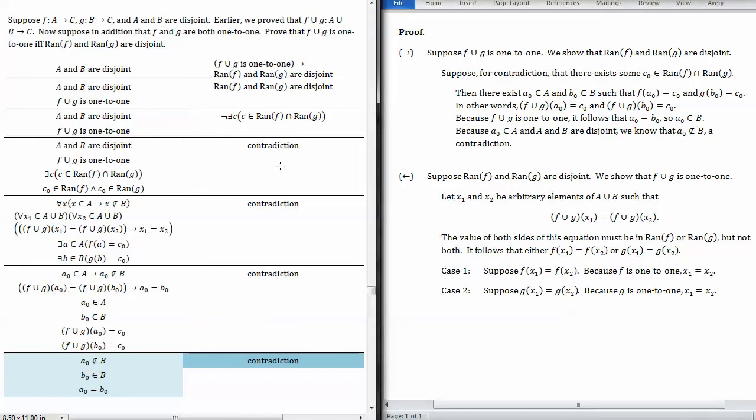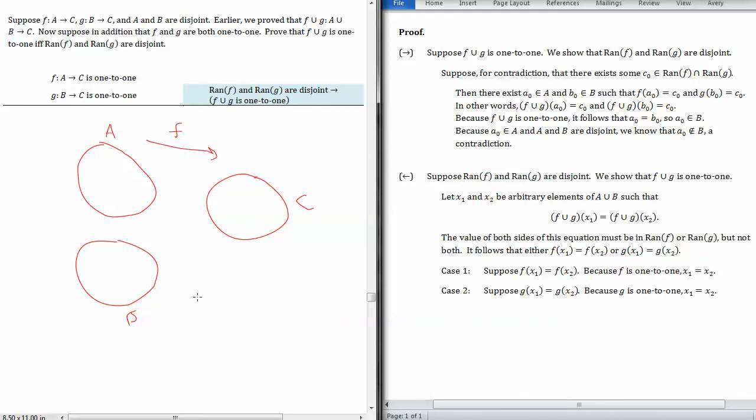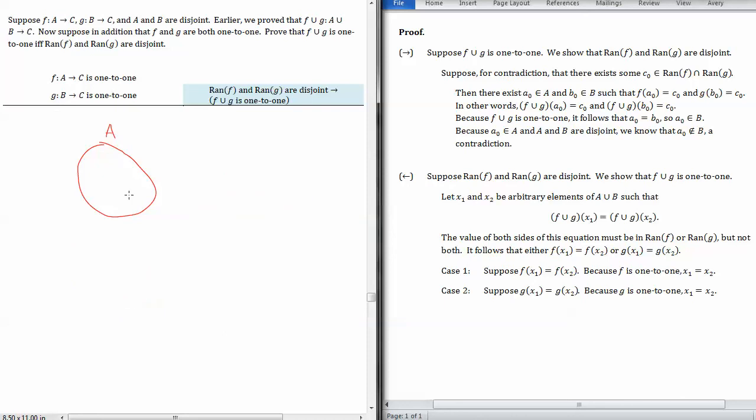And well, we still have the other direction, so let's give that a shot. Maybe we can try and draw a picture first. Let me get my A, B, and C up here again. Okay, and my functions f and g. All right, good. Now this time we're assuming that the ranges are disjoint and trying to prove that it's one-to-one. If you want to prove something's one-to-one, you should take arbitrary elements. Oh, I just realized something. We take arbitrary elements of the set A union B, and I don't know whether they're in A or B.